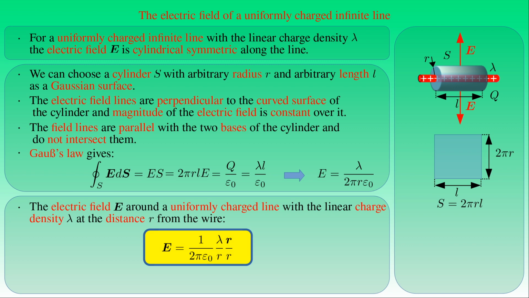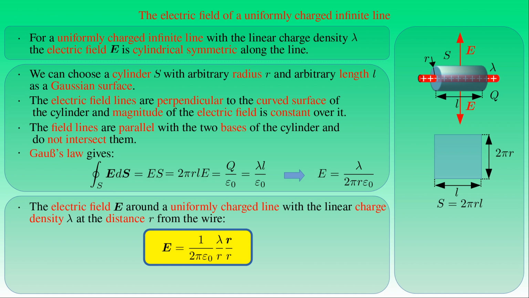Here the vector r is perpendicular to the charged line and points from the line to any given point at the distance r from the line. This result also provides a good approximation for the electric field due to a uniformly charged thin wire with a finite length in the vicinity of the wire far from its ends.